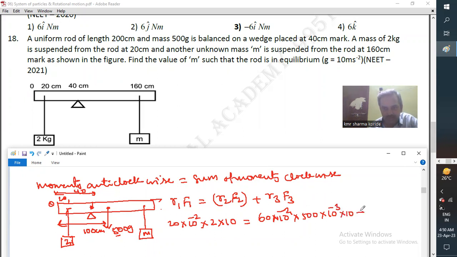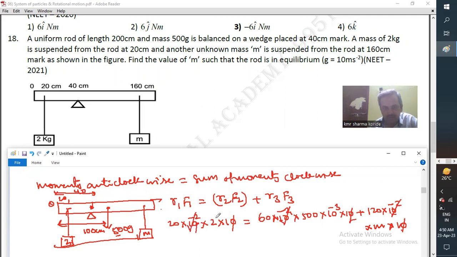acceleration due to gravity, plus R3, because this is at 160 from the end. So the distance from the fulcrum is 160 minus 40, which is 120, so 120 into 10 to the power of minus 2. Then the weight; you are going to find out m and g. So 10 you can cancel after you take it out common on both sides. Minus 2 also you can take out common and cancel on both sides.